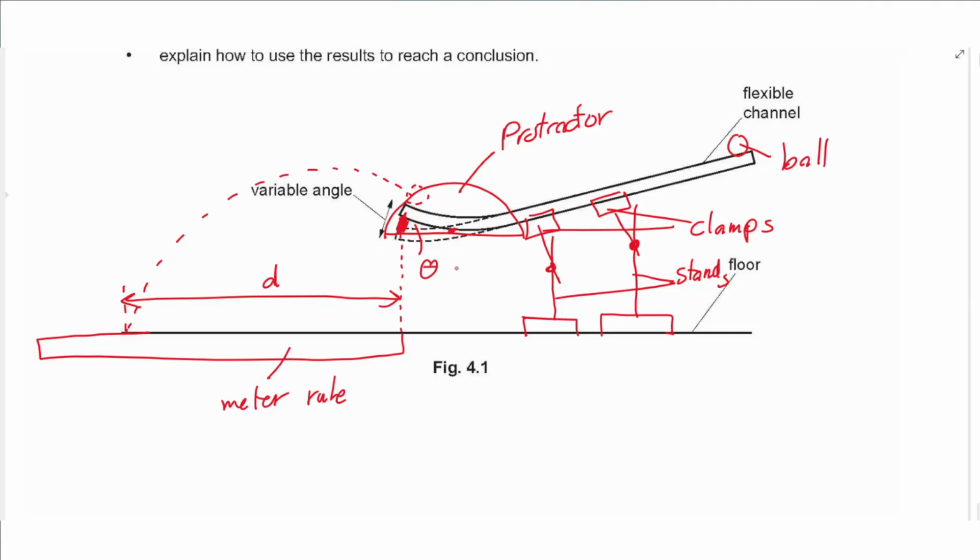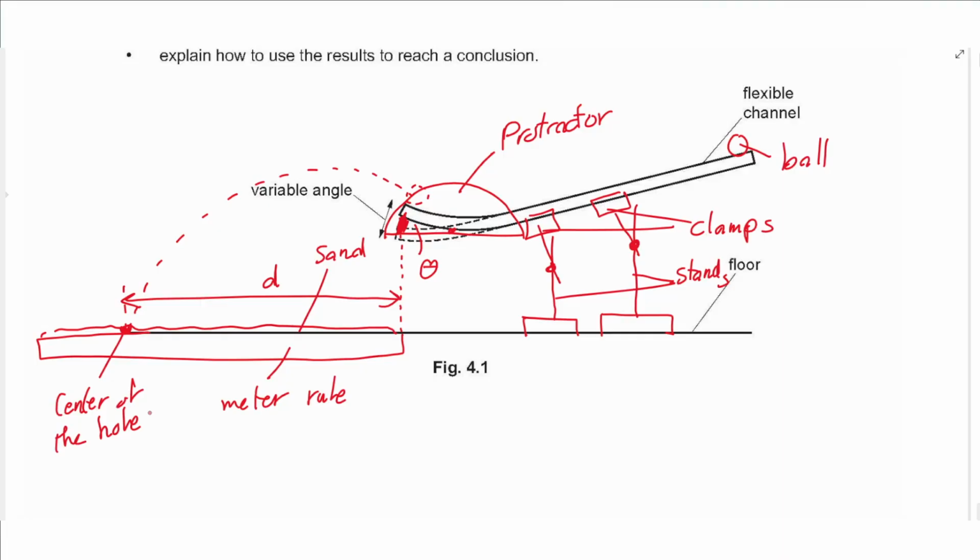Then you will say that you will release the ball and let it go off the channel, and then it will hit the ground at a certain distance. And we can say some accuracy precautions now for the measurements. For example, sticking the protractor as close as possible to the channel using a sticky tape or an adhesive material. And to avoid bouncing of the ball, we can use some sand here, and we can just measure the center of the hole made by the ball when it falls on the sand.